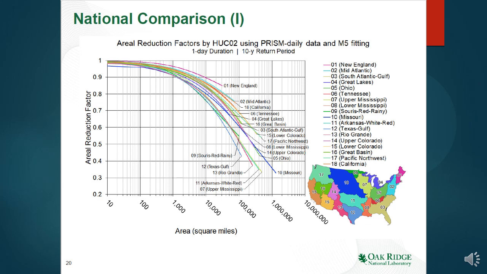Now, most of the work that we've seen so far is limited to about a 400 square mile area. The Oak Ridge National Laboratory a couple of years ago set out to use the PRISM data set, which is a topographically influenced gridded data set over the entire country. And they decided, well, we're going to use that data set and see what kind of areal reduction factors they can derive and see if they vary across the country. And in fact, they do, and they do quite a bit.